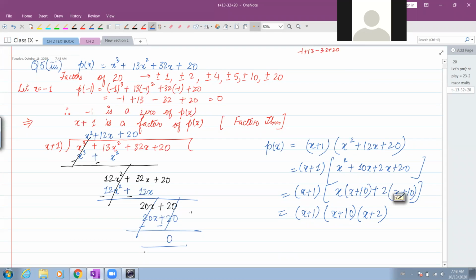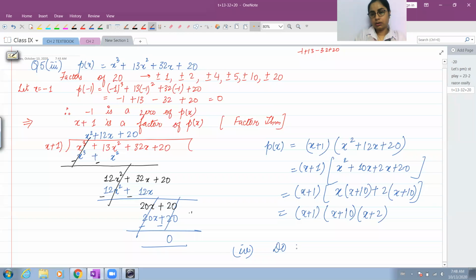So I'm going to give you the last part as homework. I would like you to try that on your own. And we'll be starting with the next exercise, which is based on identities. And you have done square identities last year, the identities involving squares of binomials.